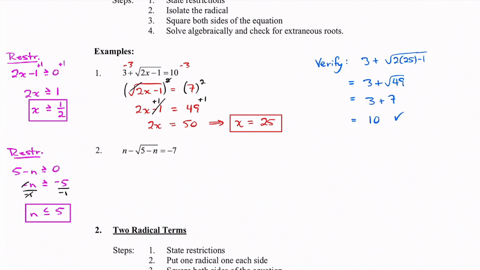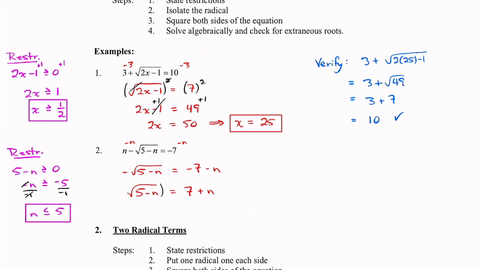Now for the solving, we're going to get the radical by itself, so we're going to have to minus n from both sides first. So I'm going to have minus the square root of 5 minus n equals negative 7 minus n. And then we want to get rid of this negative here, so we can divide both sides by a negative 1. That's going to give us the square root of 5 minus n equals, and then dividing this whole side by negative 1, it'll just change the signs, so I'll have a positive 7 plus n.